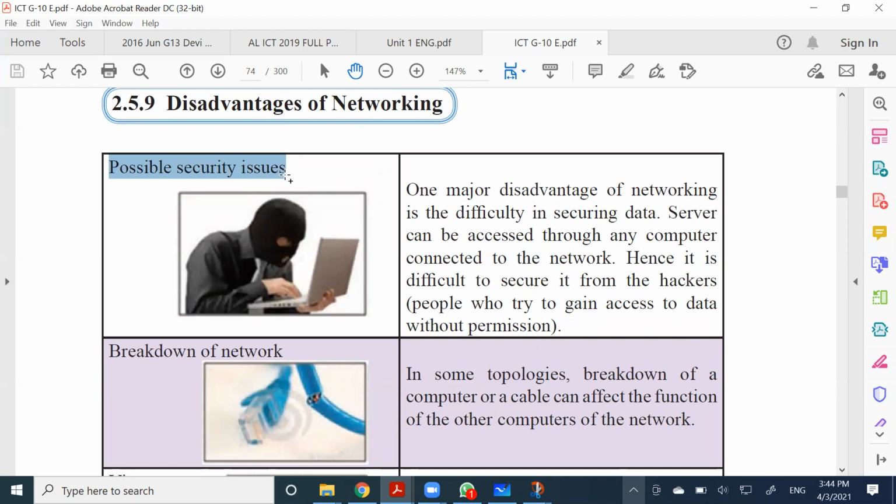Hacking, comma, unauthorized access. Unauthorized access. So that will be the first point.